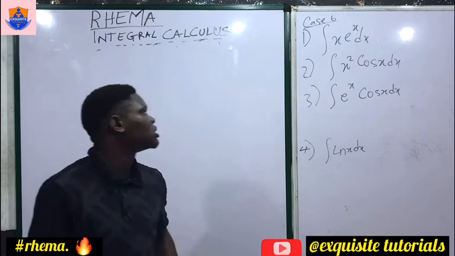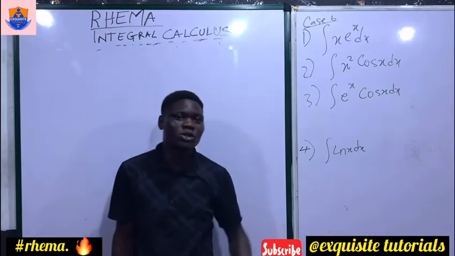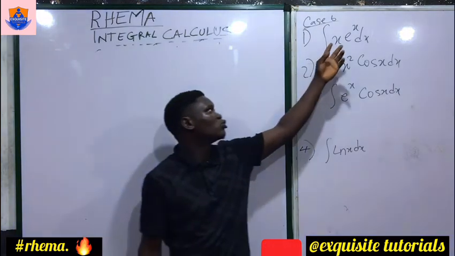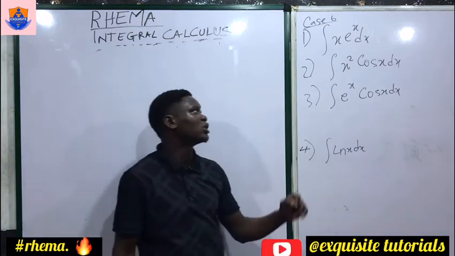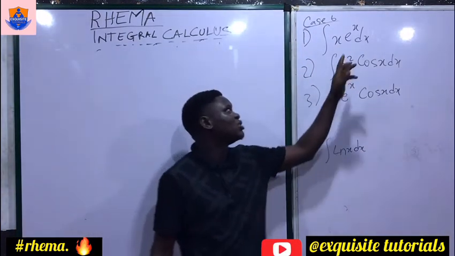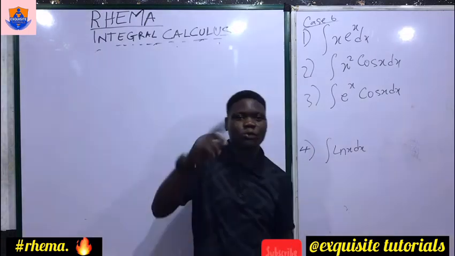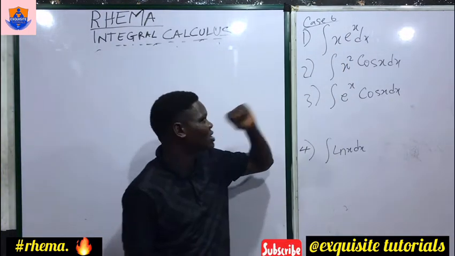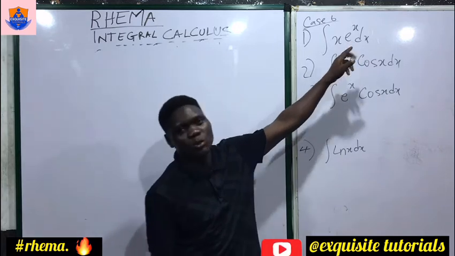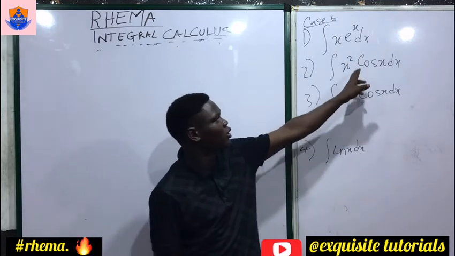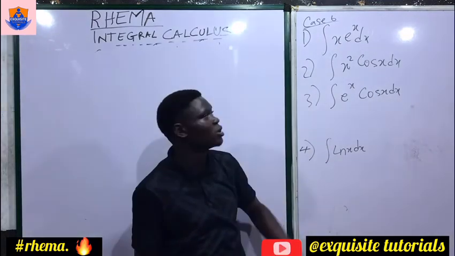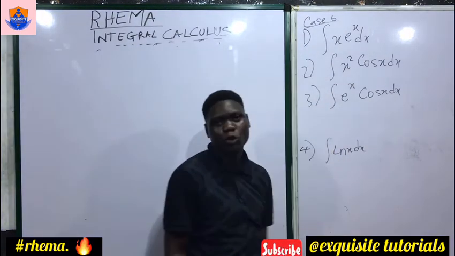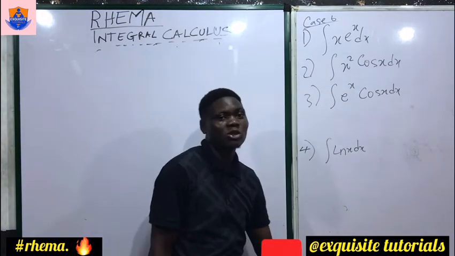Welcome to case 6. Case 6 is under integration by parts. Now in case 5, two functions are multiplying each other and you are told that if you differentiate one and it gives you the other function, you just use the formula I dropped. But this is not the case in integration by parts. If you differentiate exponential x, you will not get x. If you differentiate x, you will not get exponential x. So that formula will not work for this kind of function. This is where integration by parts comes into place.